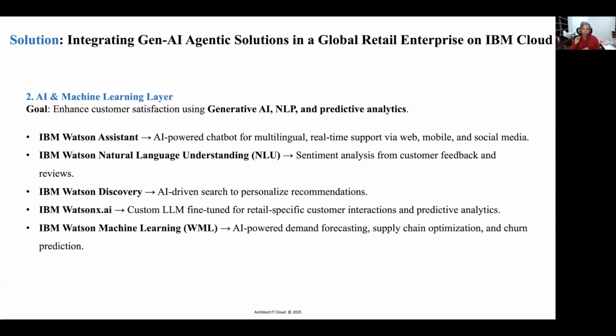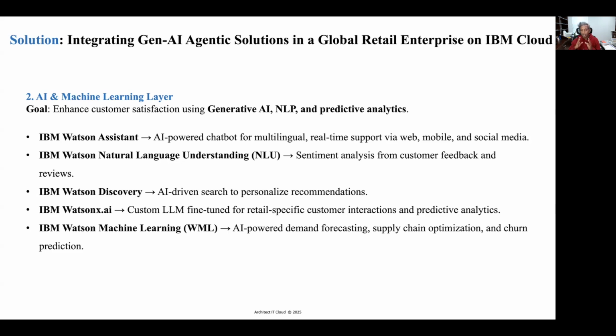First one is IBM Watson Assistant. This is an AI-powered chatbot for multilingual real-time support. It can be used for web application, mobile application, and any type of social media. Basically, this Watson Assistant will act as a chatbot wherein your customer will come and share the input so that they can get the response as they would receive from a real agent.